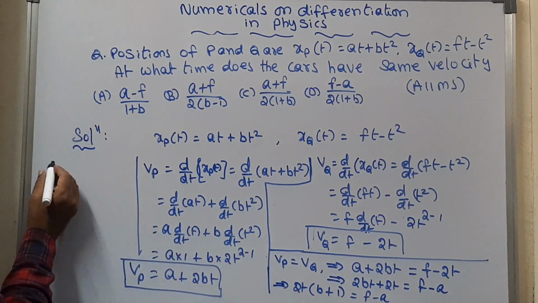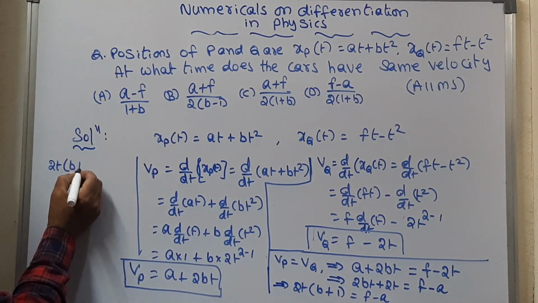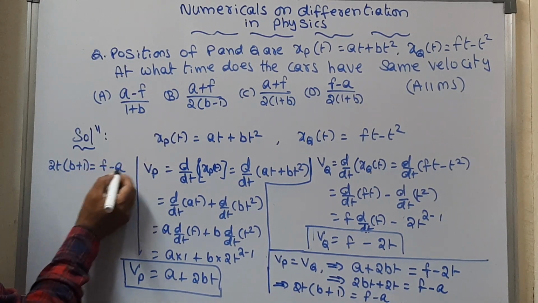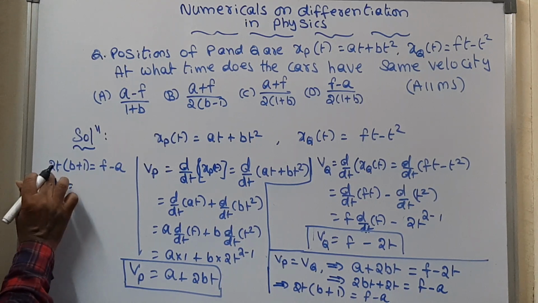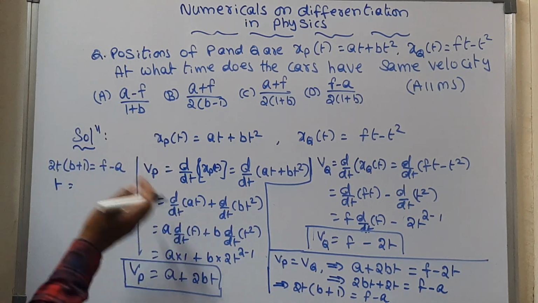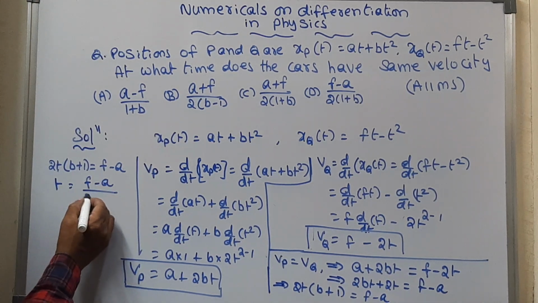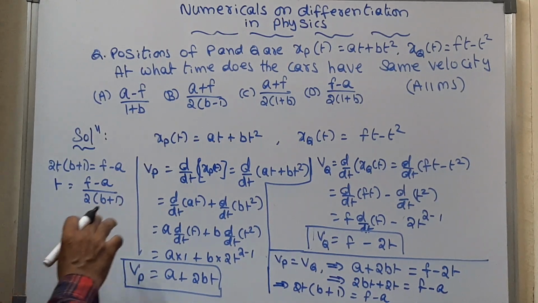Now let us take this equation, 2t into (b plus 1) is equal to f minus a. We have to find t, so only keep this t on this side. Multiplication on one side becomes division on the next side. And so t is equal to (f minus a) by 2 into (b plus 1). Where is the answer?